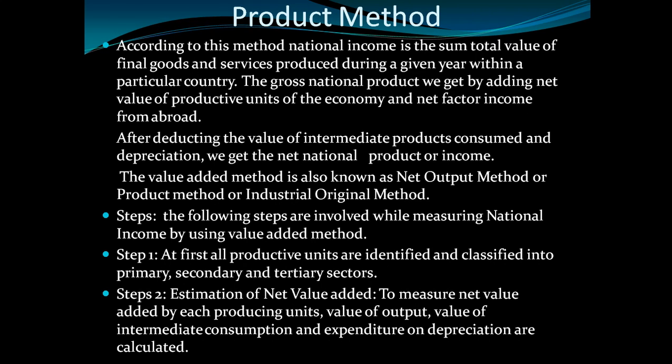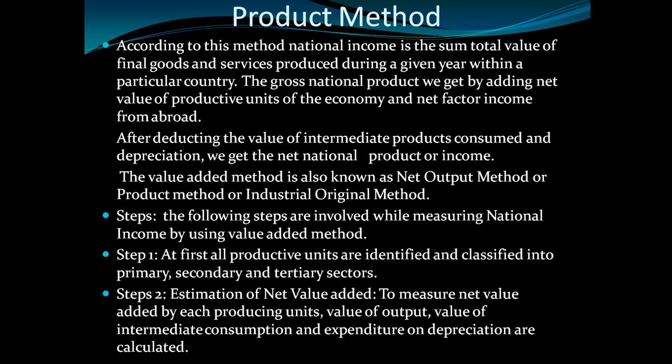Next comes the product method. According to this method, national income is the sum total value of final goods and services produced during a given year within a particular country. The gross national product we get by adding net value of productive units of the economy and net factor income from abroad.